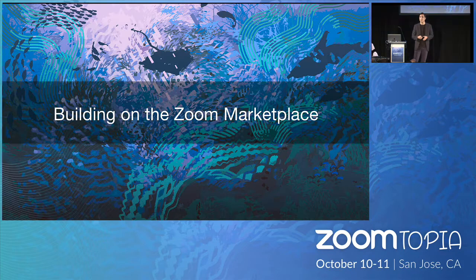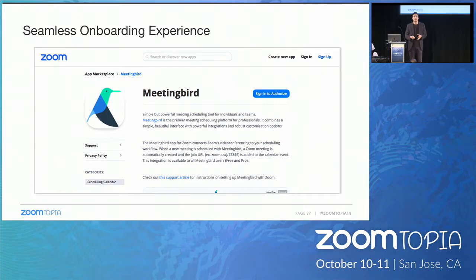Now that you've seen MeetingBird in action, I want to touch a little bit on our experience building on the Zoom marketplace. As developers, one of the biggest challenges we run into is with onboarding. So users are often forced to jump through all sorts of hoops, like entering API keys or confusing authorization dialogues. With Zoom, it's really simple. You have a page on the marketplace where you can include a helpful description and screenshots of your product. And from here, it's just one click to sign in and authorize MeetingBird and connect it to Zoom. So this is a much better onboarding experience that results in much higher conversion rates for our customers.